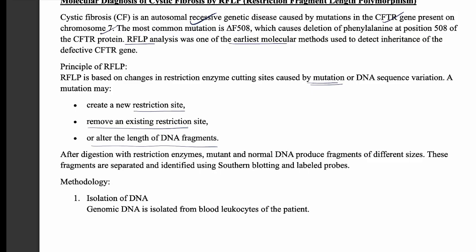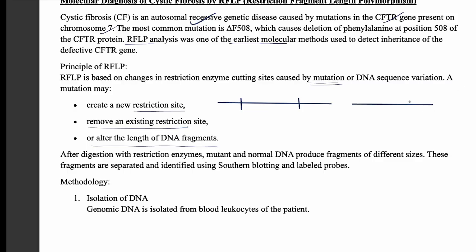So suppose there is a normal DNA fragment like this, and on this, suppose we have two restriction sites. In the mutated one, suppose the fragment has shortened. So let me shorten it a bit. Because of mutation, some of the nucleotides were removed.